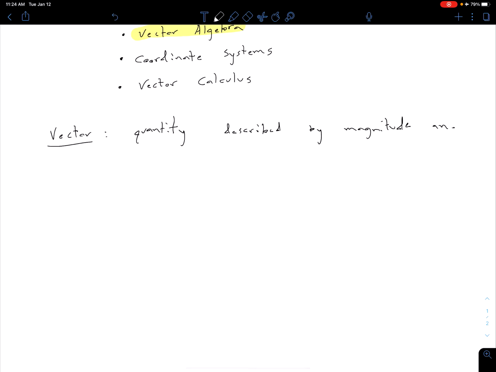And so of course it's important that it has both of these two things in order to be considered a vector. Some common examples of a vector are velocity, force, and then if we get more into our EMAG, we can talk about electric field intensity as being an example of a vector quantity.